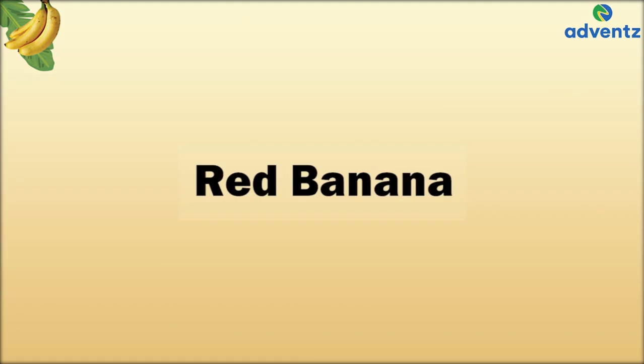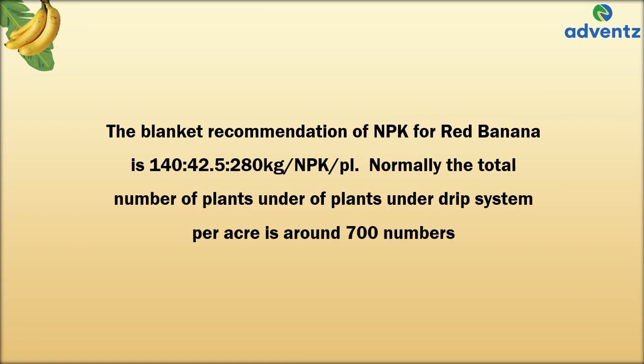The next fertigation schedule is for the banana variety red banana. The blanket recommendation of NPK for red banana is 140:42.5:280 kgs of NPK per acre. Normally, the total number of plants under a drip irrigation system is around 700 per acre.